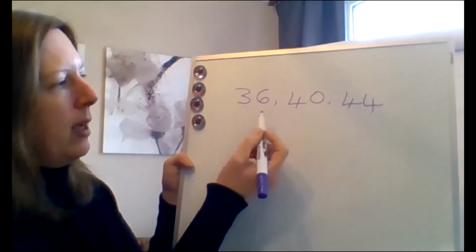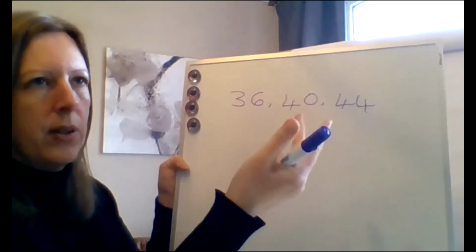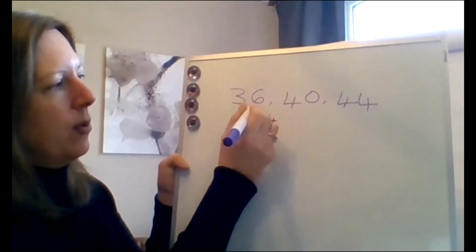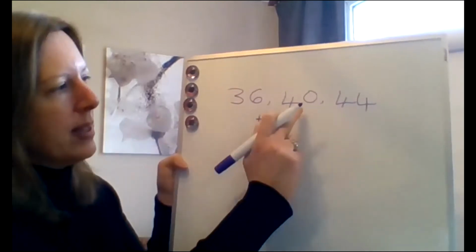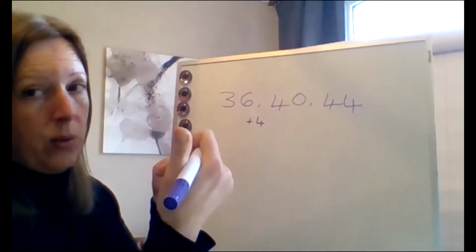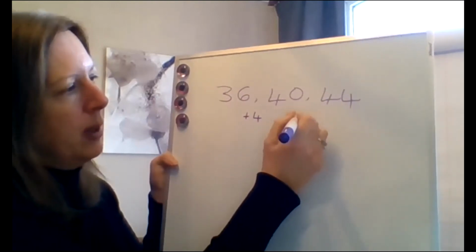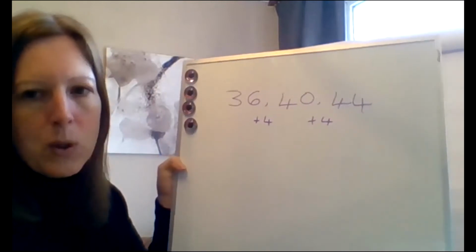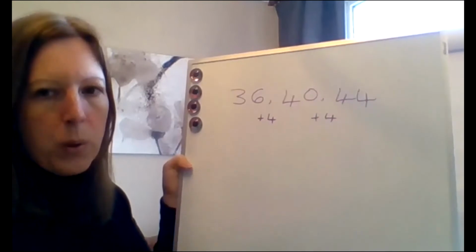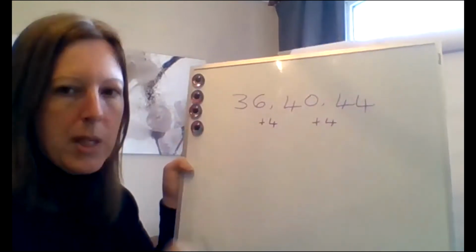So if I look at these two here, I'm thinking, how have I got from 36 to 40? Okay, so I've got 37, 38, 39, 40. I've added on 4 to get from there to there. And then to get from 40 to 44, I've also added on 4: 41, 42, 43, 44. So that's what is happening in this sequence. We are adding on 4 each time, because these are numbers that are in the 4 times table. But we're getting towards the end of our 4 times table with these numbers.